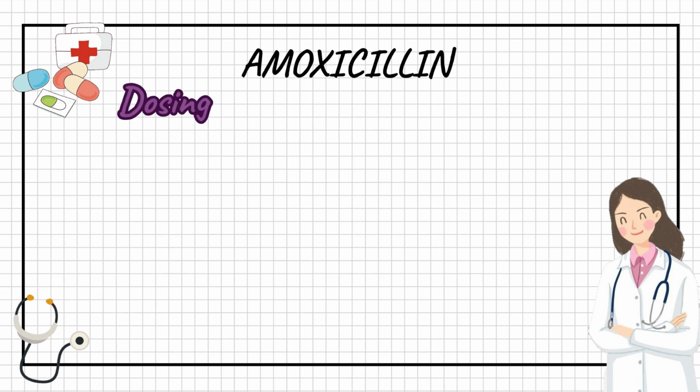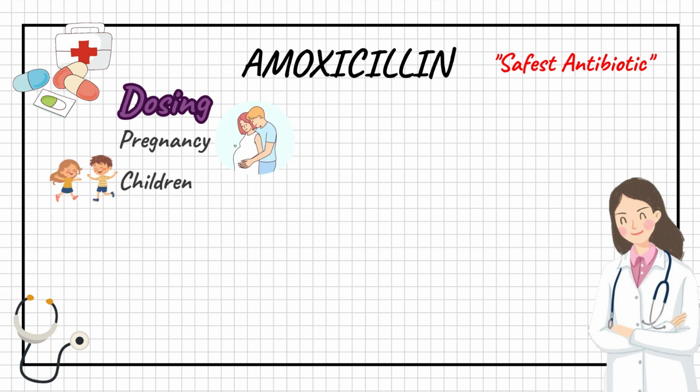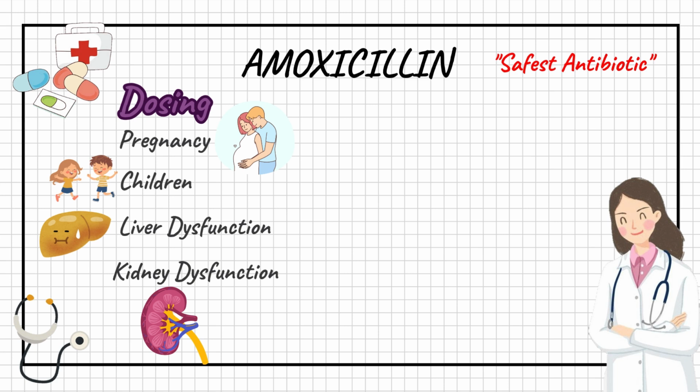Dosing. Amoxicillin is one of the safest antibiotics. It can be given in pregnancy, in children, in liver dysfunction, and even in kidney dysfunction with just a dose adjustment.